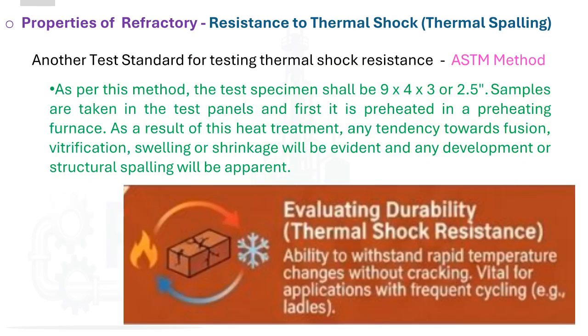Now let us examine the ASTM method, a different approach to thermal shock testing. In this method, a standard brick about 9 by 4 by 3 inches in size is selected as the test specimen. Before the actual shock test begins, the brick goes through a preheating furnace treatment. This step is critical because it reveals whether the brick tends to fuse or vitrify, whether it swells or shrinks, and whether it suffers from structural spalling simply from heating alone.